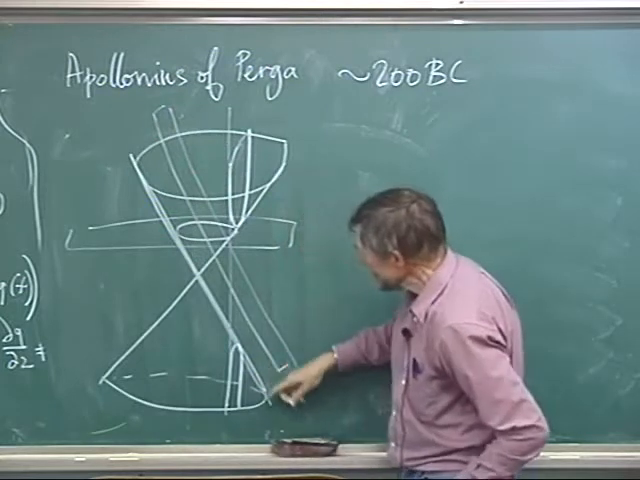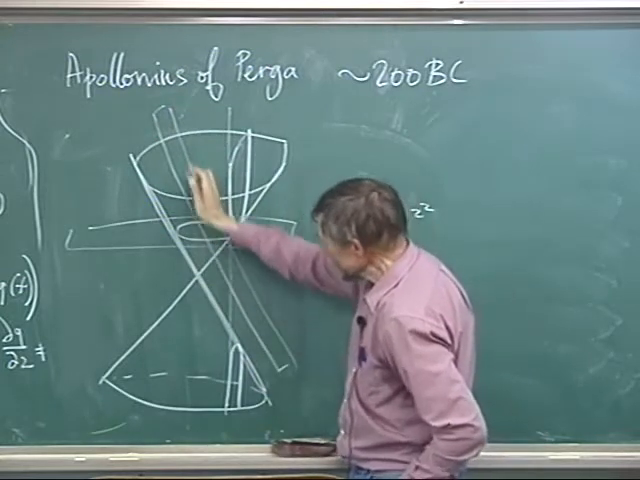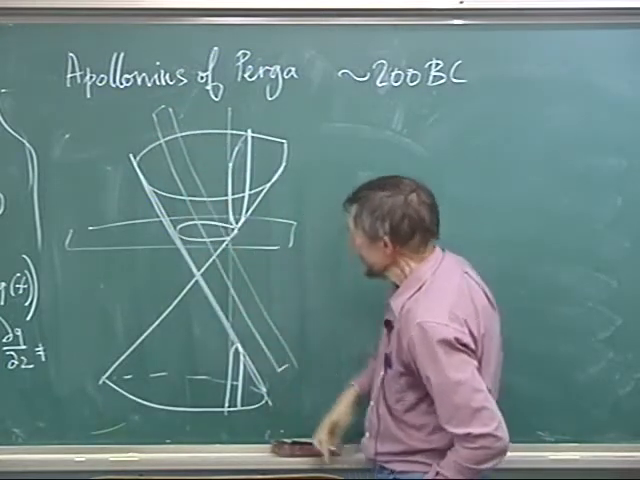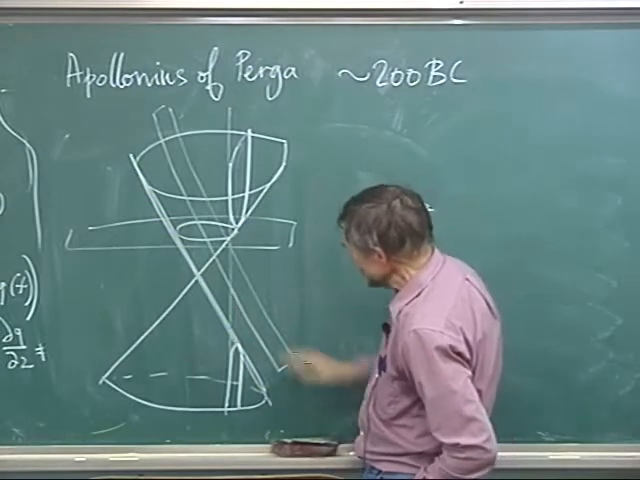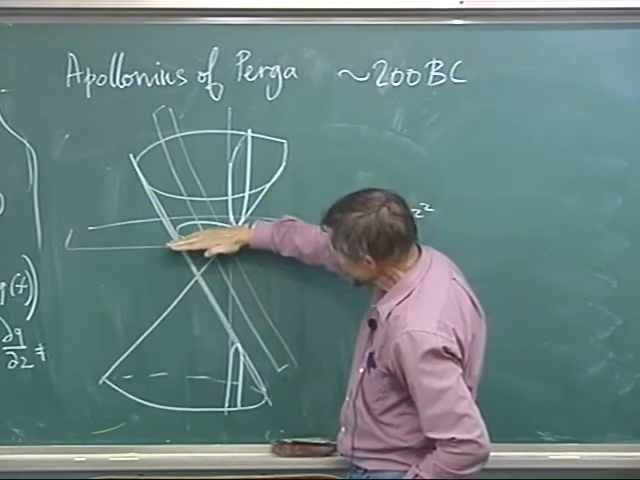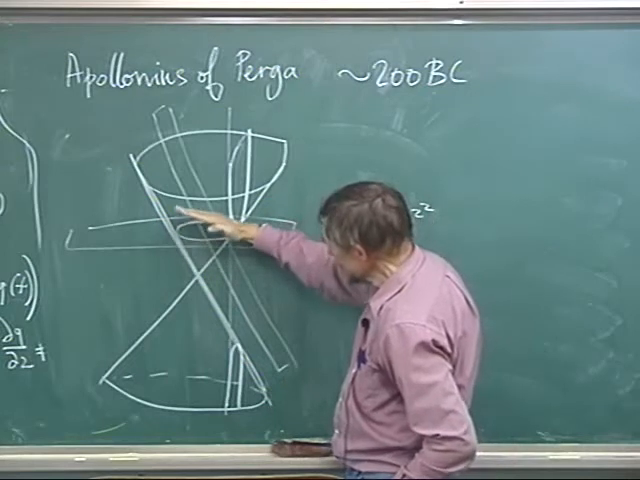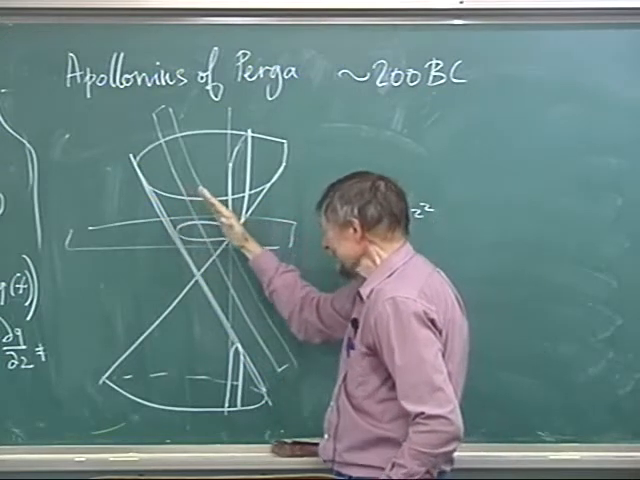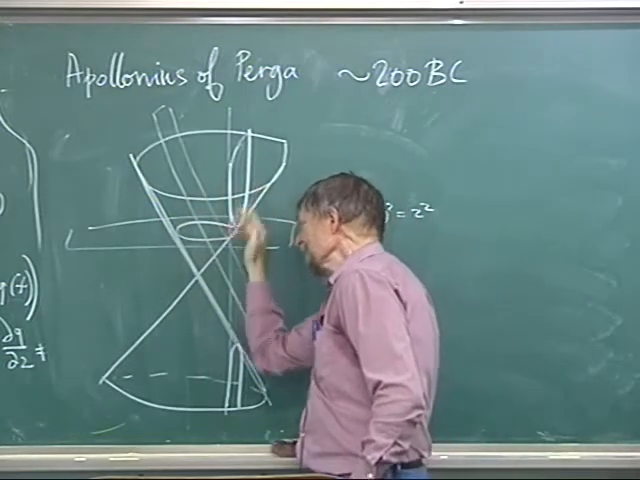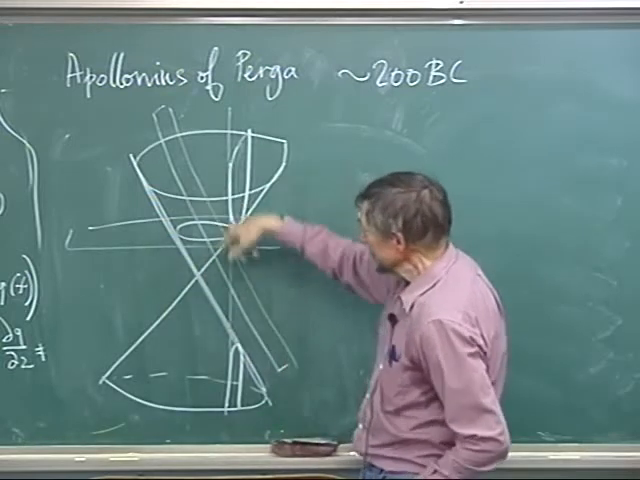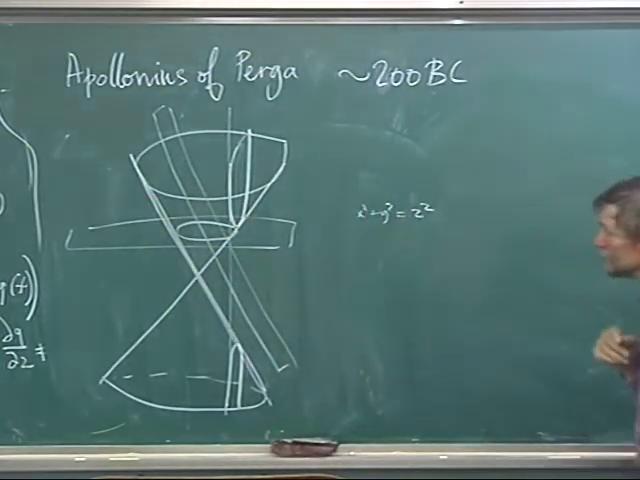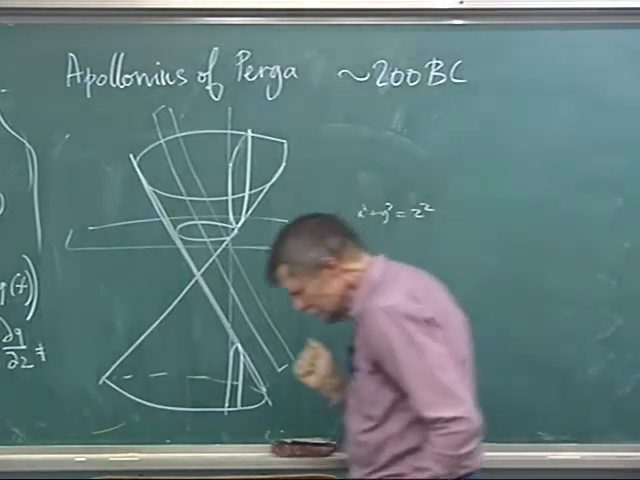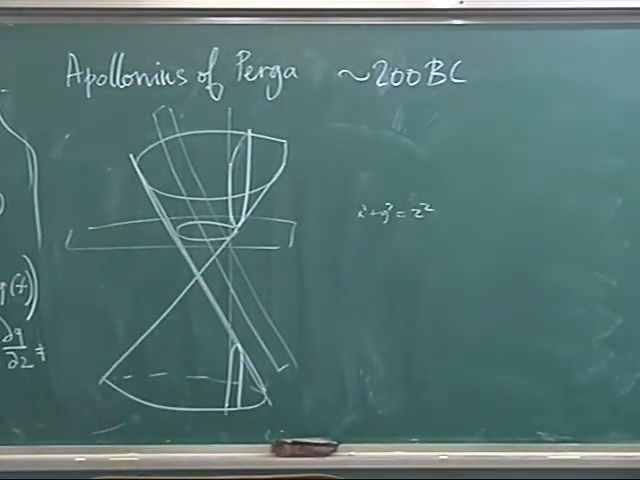Because it's parallel to it, it cuts that part of the cone, but it doesn't cut the cone down there. And as you can see, if I was going from the ellipse, rotating my plane to get the hyperbola, then somewhere between the two I would get the parabola. And so what Apollonius of Perga was doing 2,200 years ago was really projective geometry.